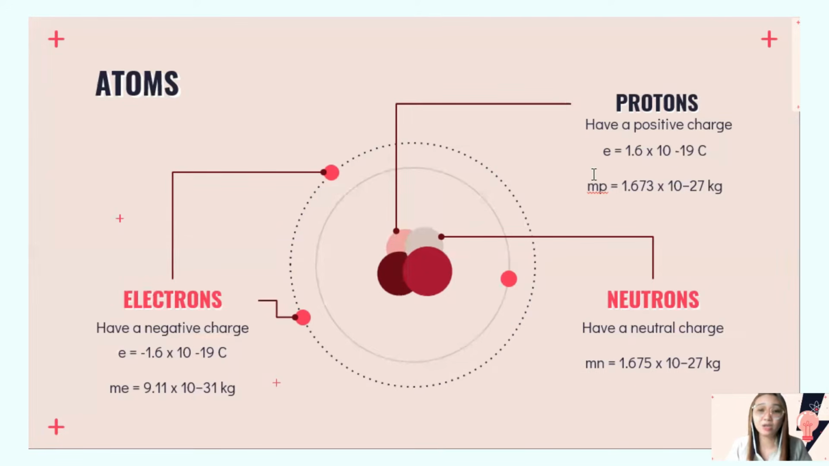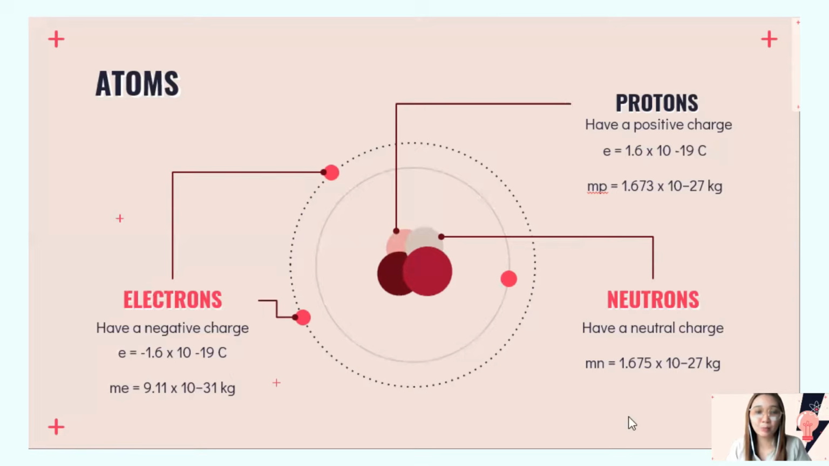If we are going to compare protons and neutrons depending on their mass, makikita natin dito na similarly they do have the same value. Most likely the same value of masses. So that's why they are both intact in the middle part of the atom, which is the nucleus.